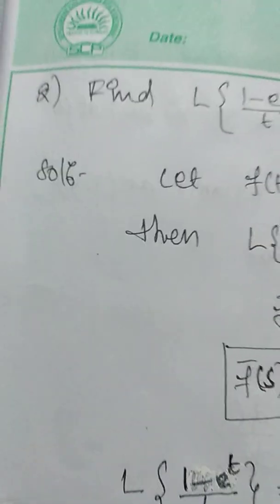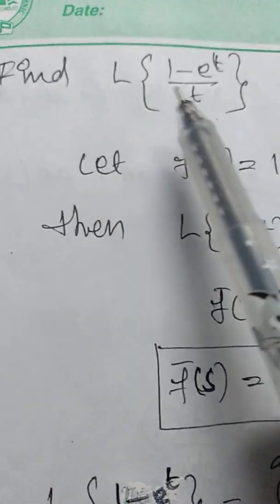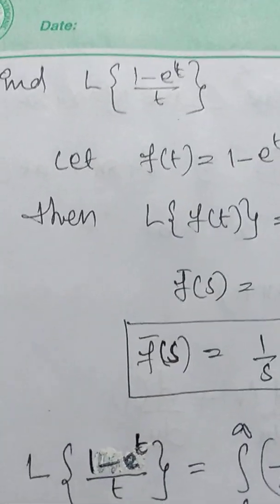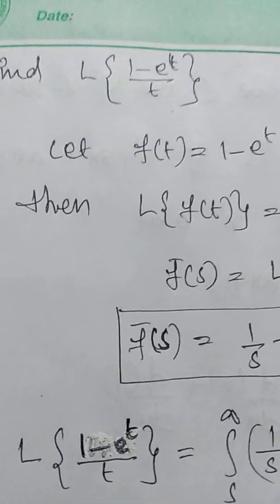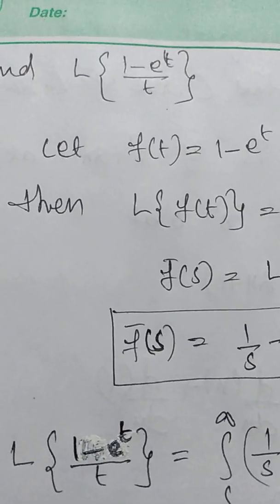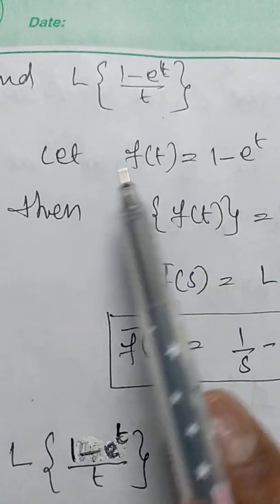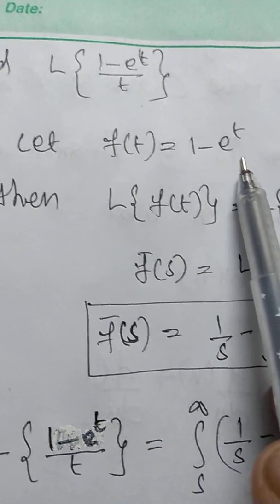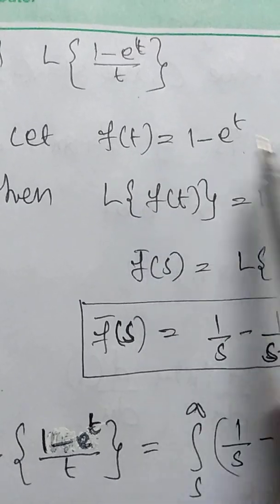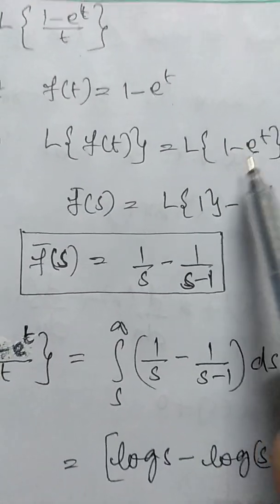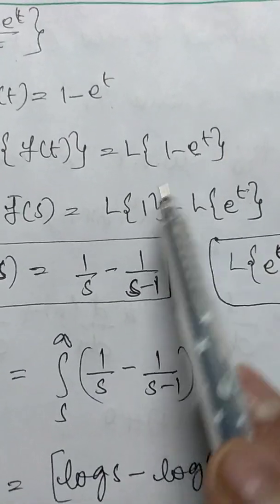Okay, now let's discuss another problem: find the Laplace transform of (1 minus e to the power of t) divided by t. Same, we can do this problem by using the Laplace transform of division by t. Now consider, let f of t is equal to 1 minus e power t. Then apply the Laplace transform on both sides. Laplace transform of f of t is equal to Laplace transform of 1 minus e power t.